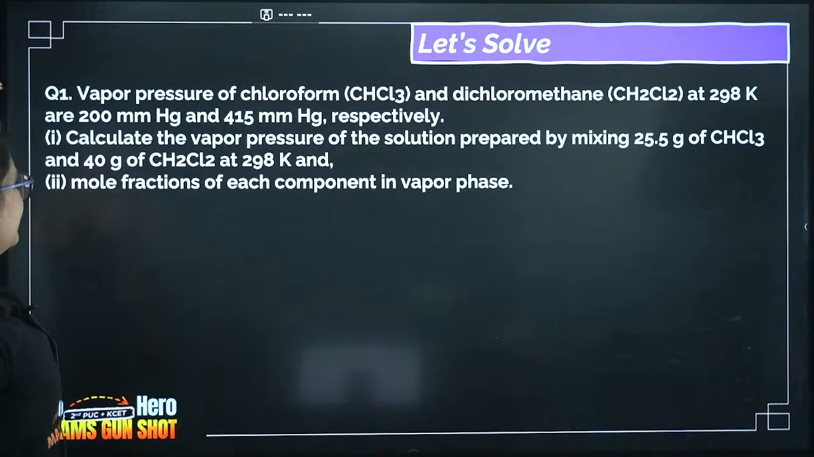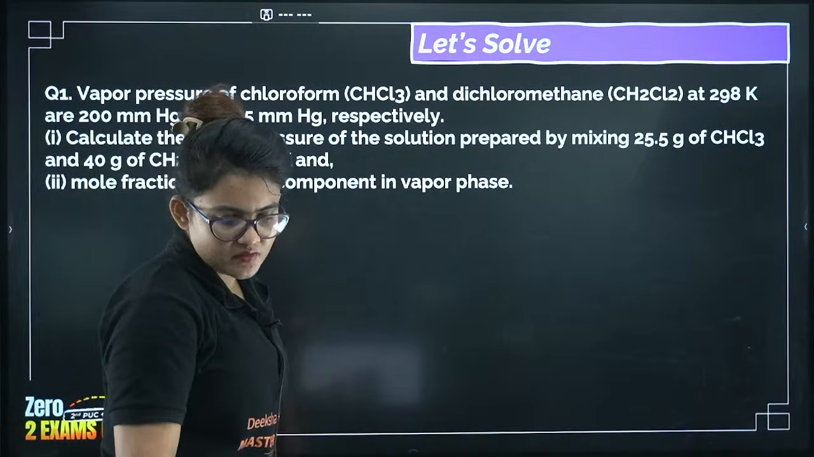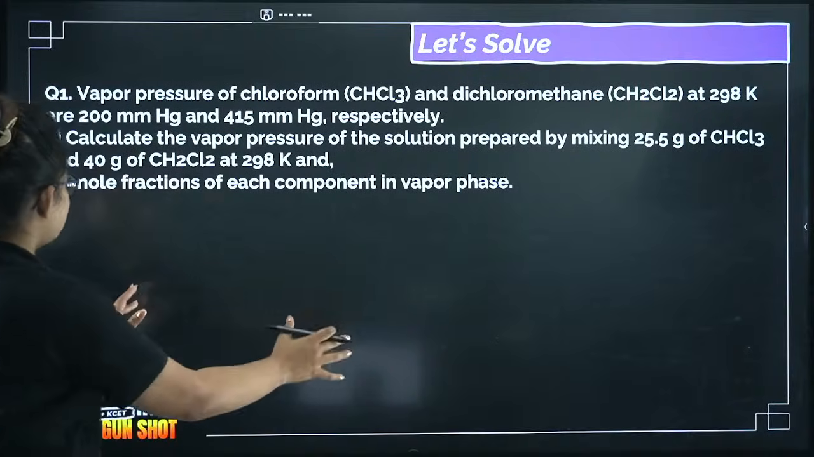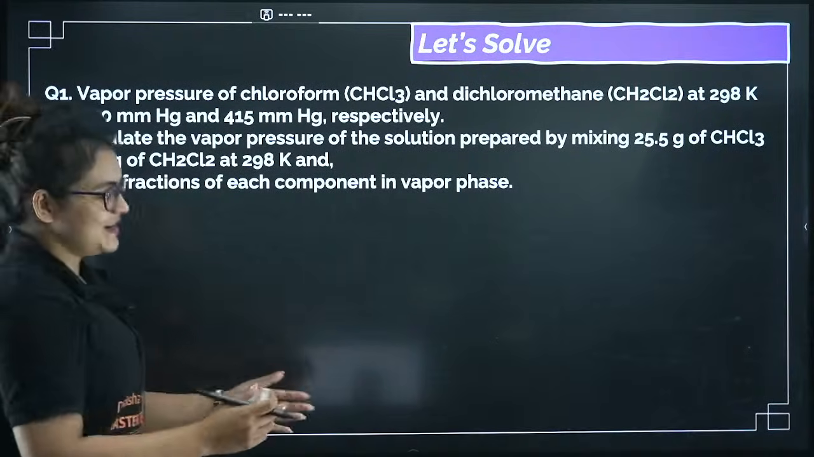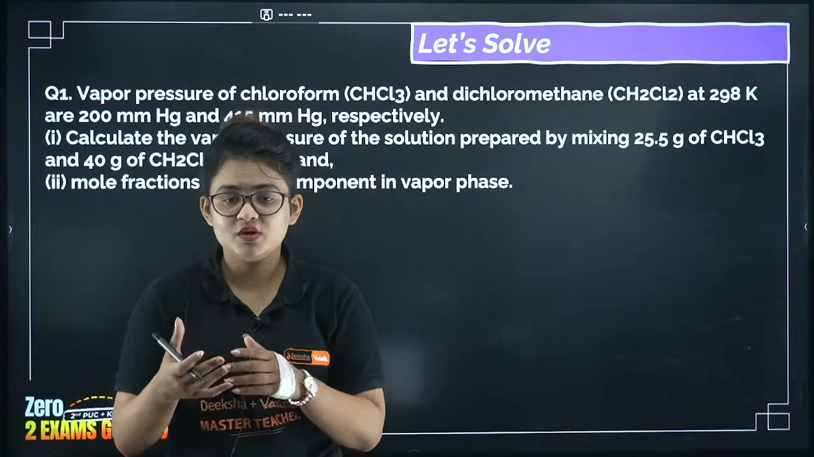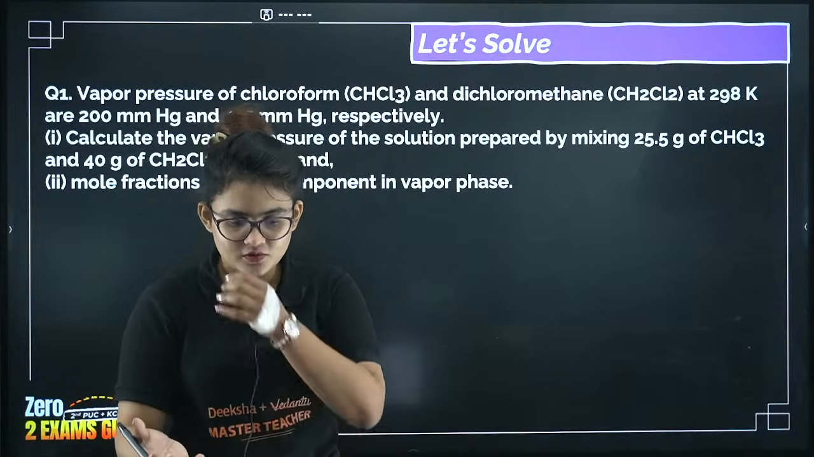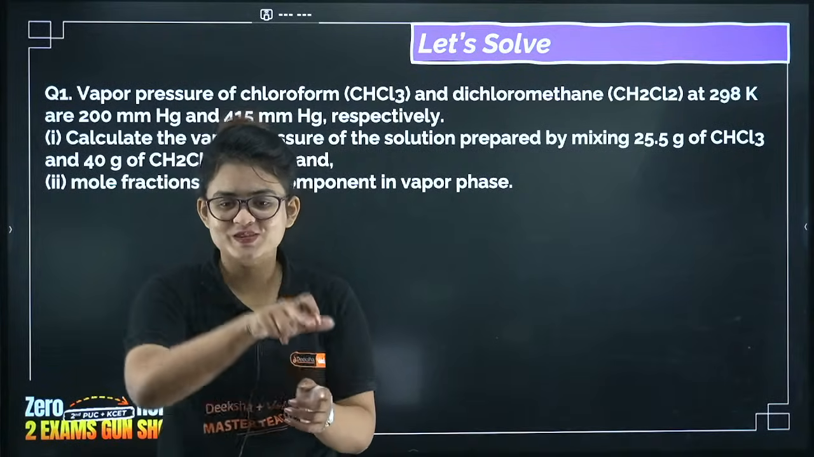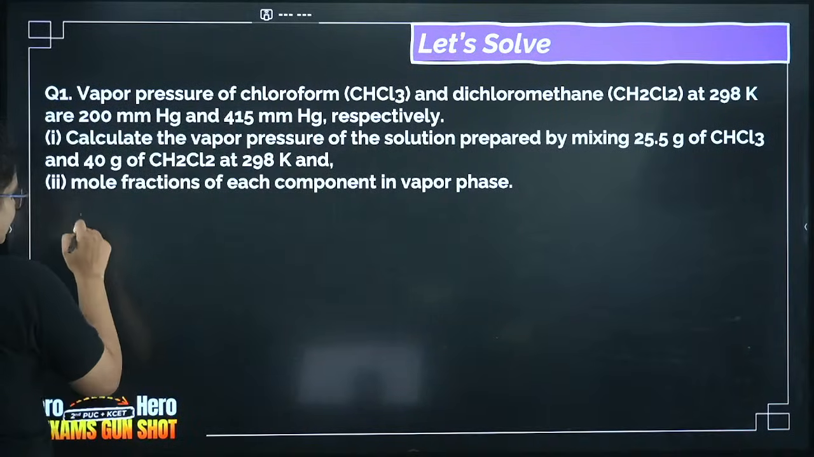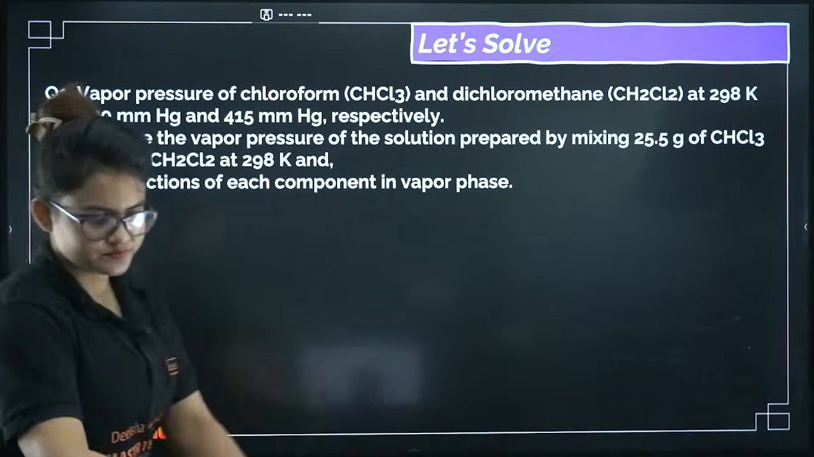So definitely here you can just simply apply Raoult's law, but we need the number of moles at first. A lot of things we have to do here. We need the number of moles, then from the number of moles we have to calculate the mole fraction, and then with respect to the mole fraction we have to put it into Raoult's law. It's going to be a lengthy one. Okay, fine, let's proceed one by one. So number of moles of CHCl3.